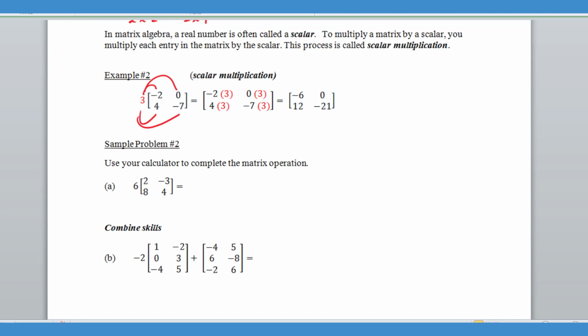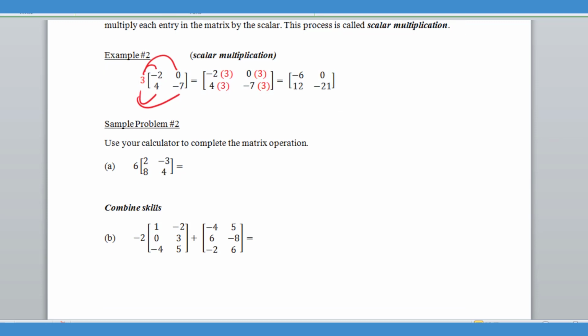So why don't you go ahead and try to work sample problem 2. We start with a scalar multiplication, and then in part B we put all of it together. Alright, so go ahead and try that now.